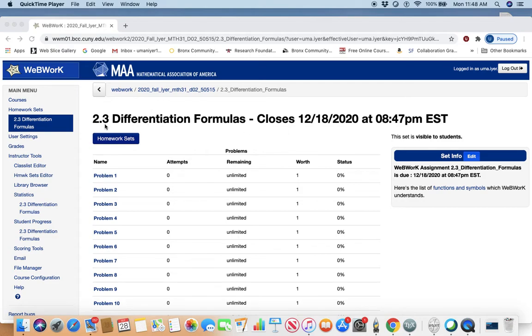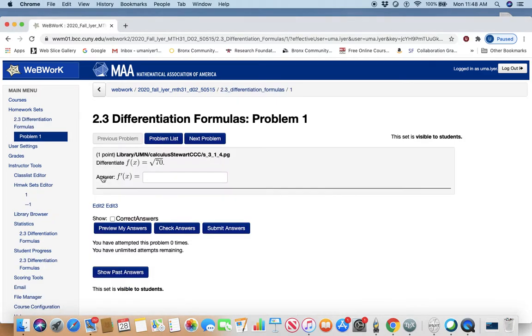Problems from web work on section 2-3. Problem 1. f(x) equals square root of 70. That's a number. That's a real number. There is no x in my expression. So that's called a constant function. The derivative of a constant function is 0. No matter what the real number, the derivative is 0.